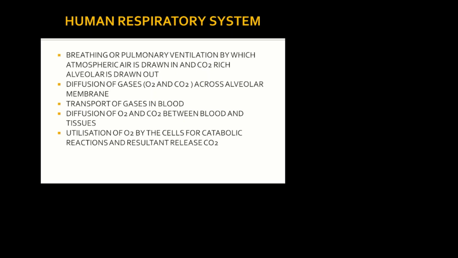These are the steps for respiration: breathing or pulmonary ventilation, by which atmospheric air is drawn in and CO2-rich alveolar air is drawn out. Transport of gases in blood takes place. Diffusion of O2 and CO2 between blood and tissues occurs, and the cells use O2 for catabolic reactions with the resultant release of CO2. That's what I told you in the beginning.